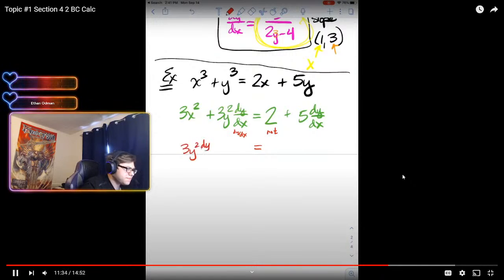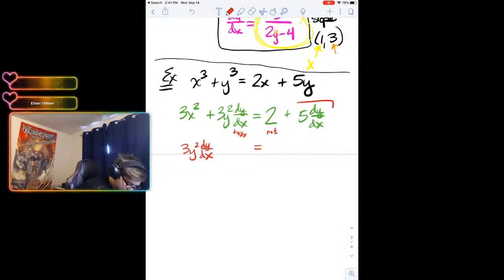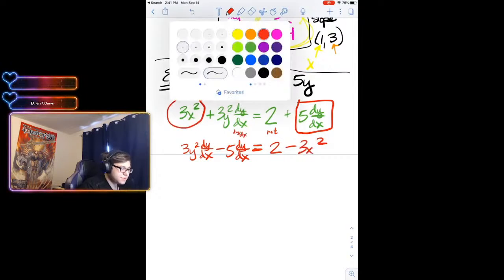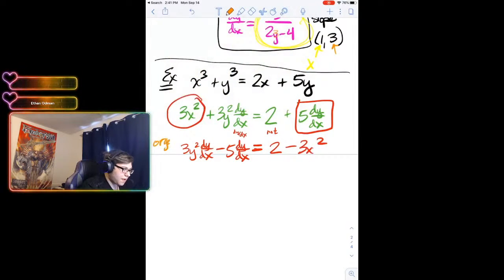3y squared dy dx is going to be over here. And I'm going to have to also subtract the 5 dy dx, so that our dy dx terms are on the same side of the equal sign. Minus 5. On the other side, we have the number 2, and I'm going to need to subtract the 3x squared. Again, this is just what we call the organization step of your implicit differentiation. You simply want to organize it so the dy dx's are on one side, and the regular stuff is on the other side.